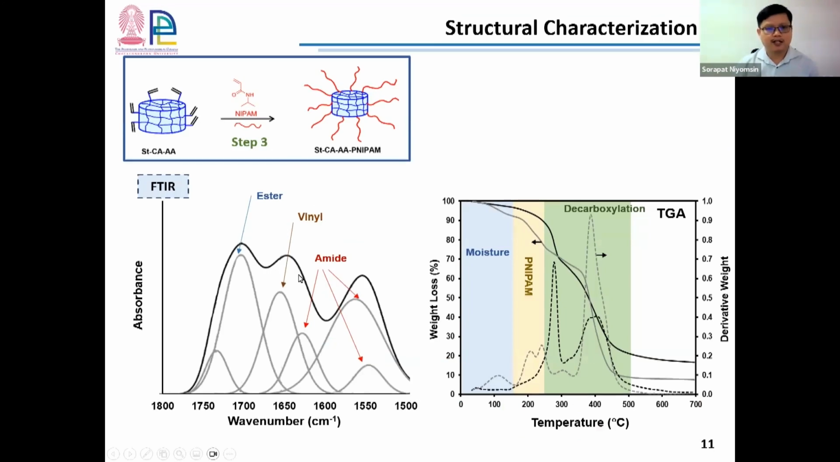After that, I carry out the polymerization reaction of PNIPAM on the surface. And again, we use the FTIR spectrum. You can see that the carbonyl region becomes more complicated, resulting from a lot of carbonyl groups, which consist of the ester bond, the amide bond, and the carbon double bond. After we analyze by using the deconvolution method on the FTIR spectrum, we can see that we successfully grafted the PNIPAM molecule on the surface of the starch hydrogel.